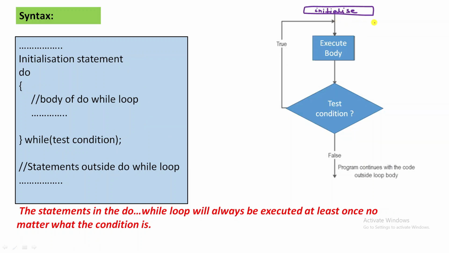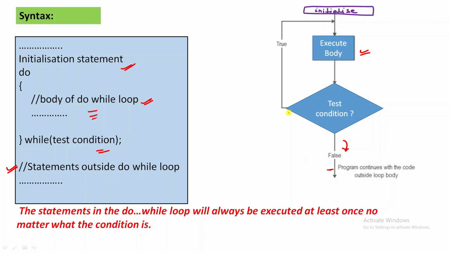We can understand this with the help of a flowchart also. We first initialize the statements, and after that we come to execute the body. If any updations are needed, we can do the updations here also. After executing the body of the do while loop, we check the condition. If this condition is false, we simply come out, and we can execute the statements which are outside the body of the do while loop.